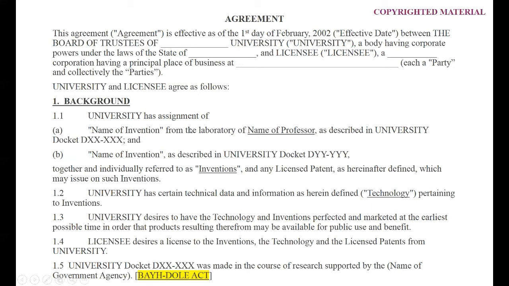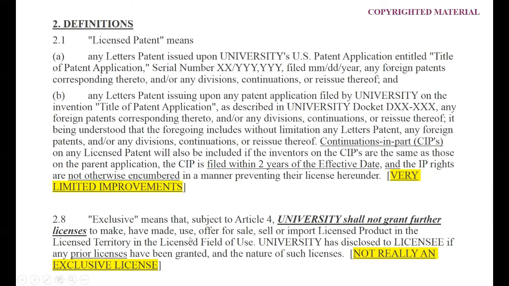So normally in the background, in addition to talking about the identity of the license, the university will generally state the government agency that sponsored the research, here the Bayh-Dole Act provision. Here in section 2.1b, under the license patents definition, we talk about improvements that we talked about a moment ago.